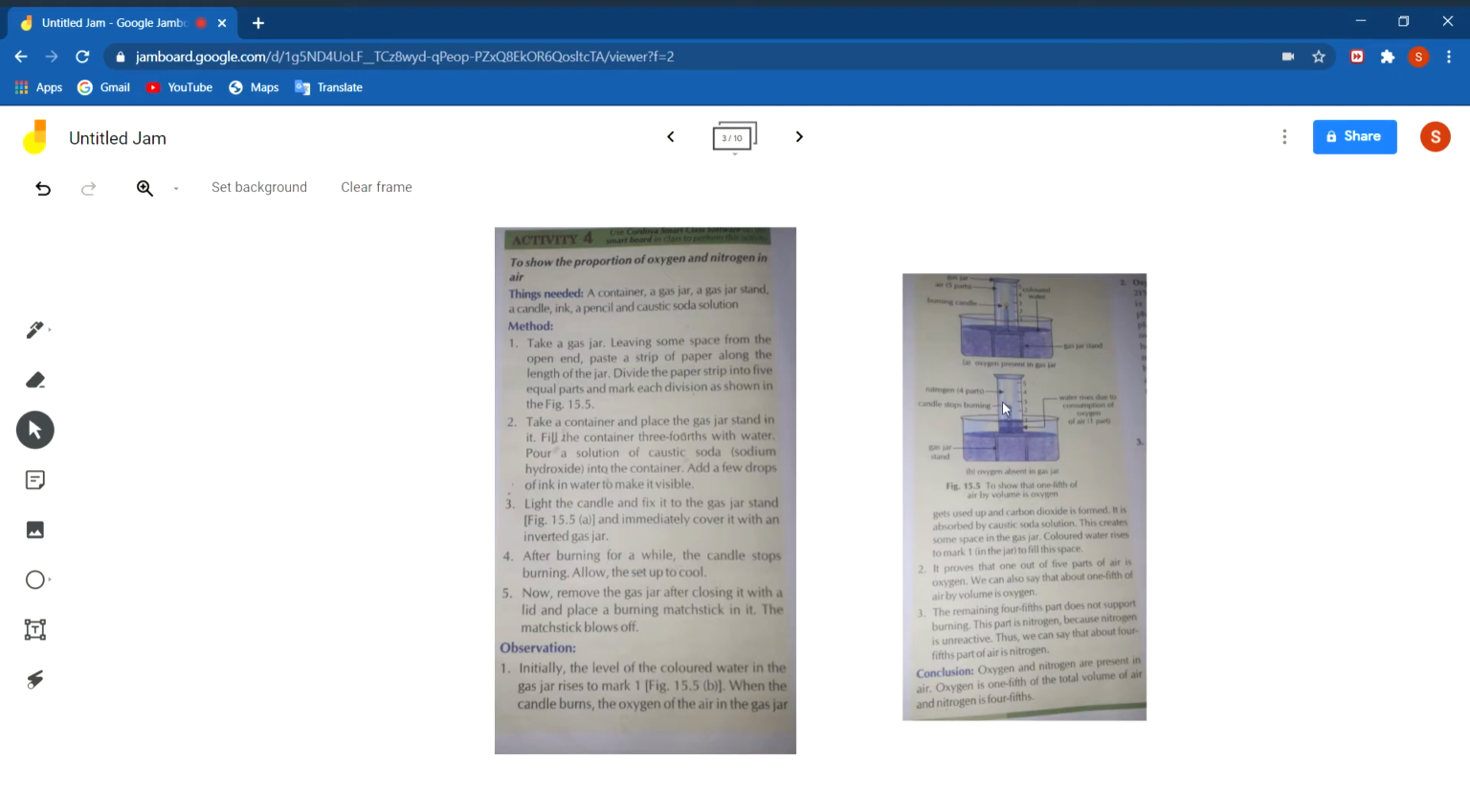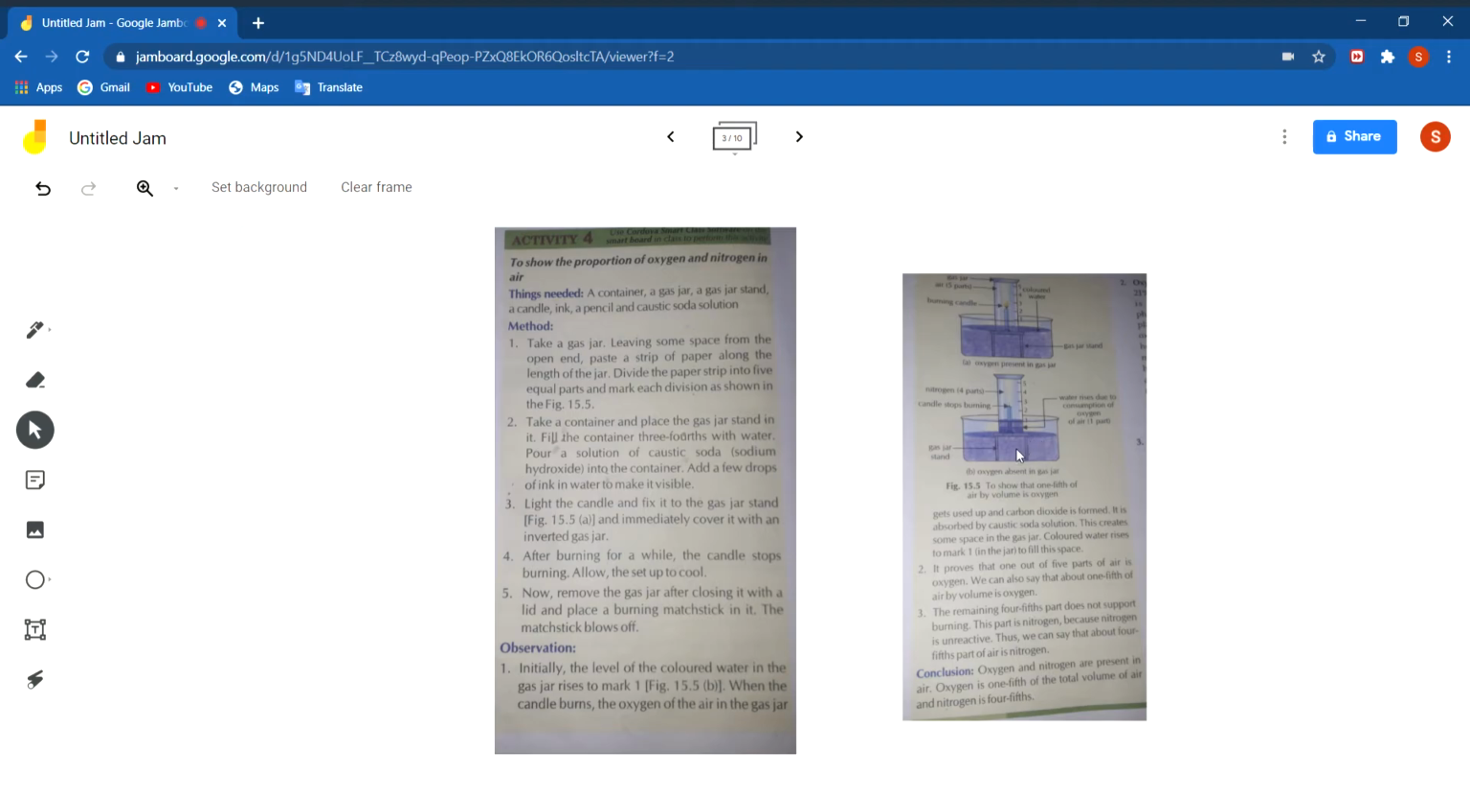Now light the candle. Now see, this is a candle. We will light it and fix the gas jar stand and cover it immediately with an inverted gas jar, like we have done previously. After burning for a while, the candle stops burning. Allow the setup to cool. Now remove the jar after closing it with a lid and place a burning matchstick in it.